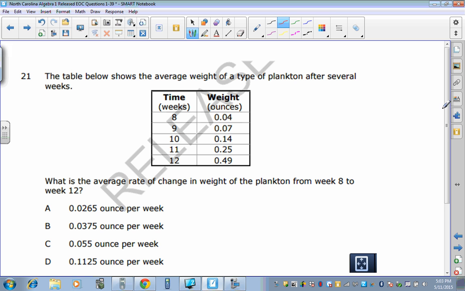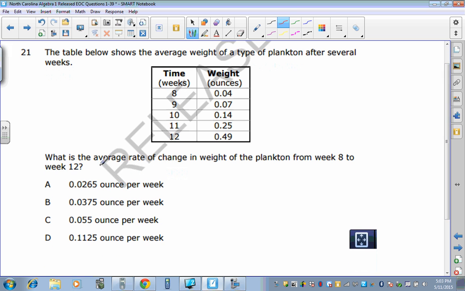Average rate of change. Anytime you see average rate of change, that's code word for slope. Okay, from week 8 to week 12. So week 8, the weight was 0.04. Okay, and week 12, it was 0.49.